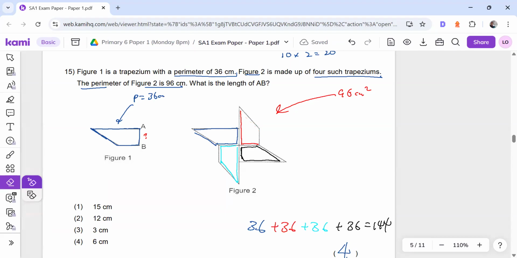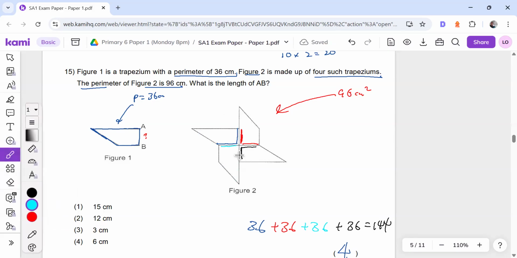So here, and here. By the way, there's a red line here. When you minus away the perimeter of figure 2, it looks like this. Can you see what I'm doing? After you remove the perimeter of figure 2 and this one as well, what's left?